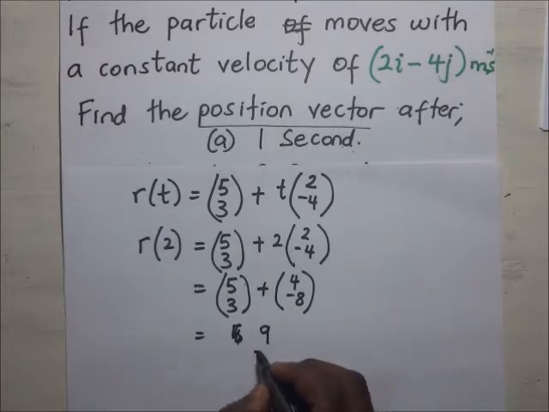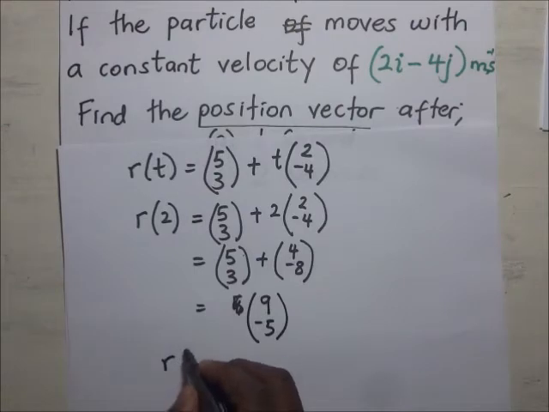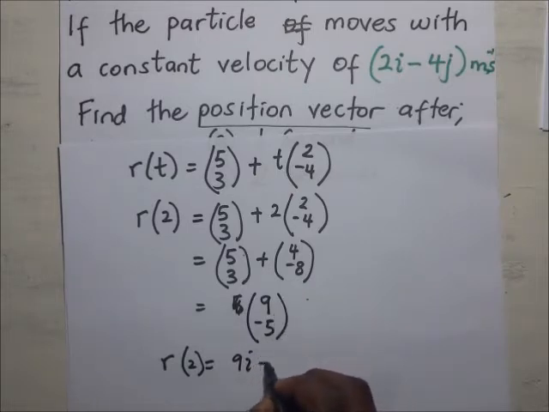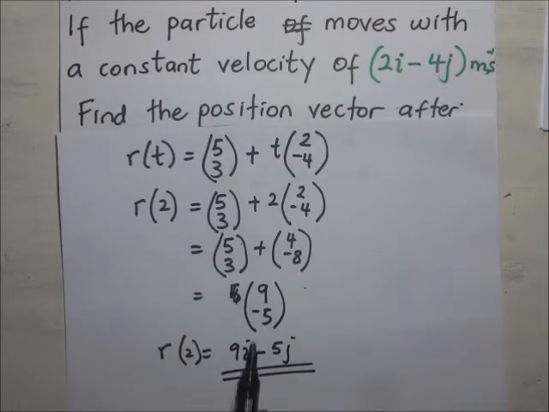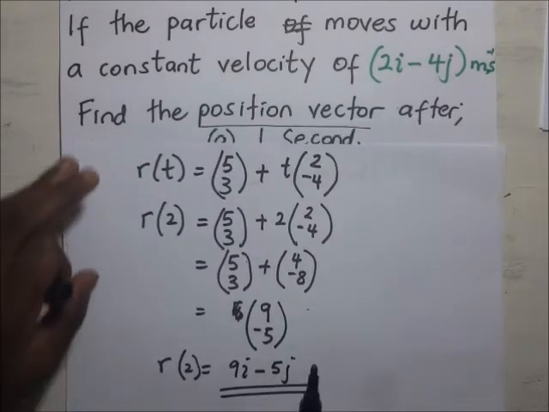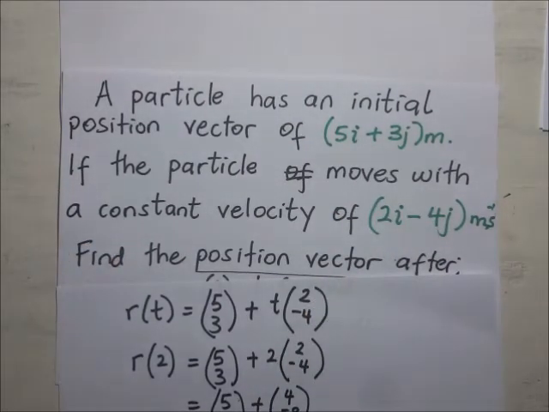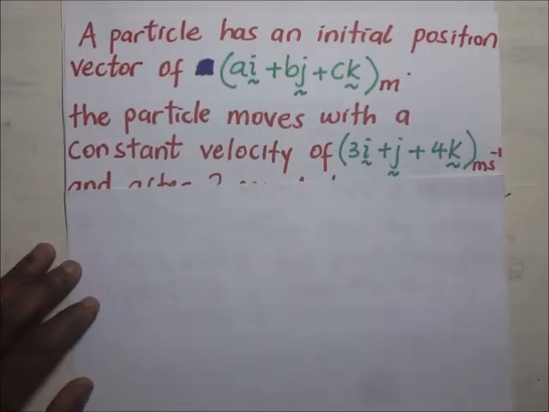So our position vector after 2 seconds becomes 9i in the x direction, then the y direction is minus 5j. So here we have converted the vector from column form to ij notation. We convert this to ij notation because the vectors given in the question are in ij notation, so our answers have to be in ij notation.